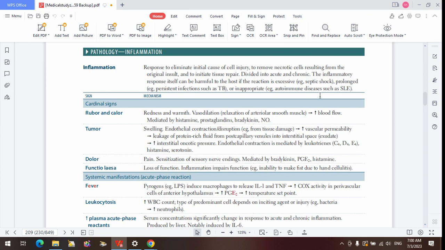Another way it can be harmful is when it is responding to an infection that is persistent, that is very difficult to eradicate, like tuberculosis. So what the body will try to do is to contain that tuberculosis.